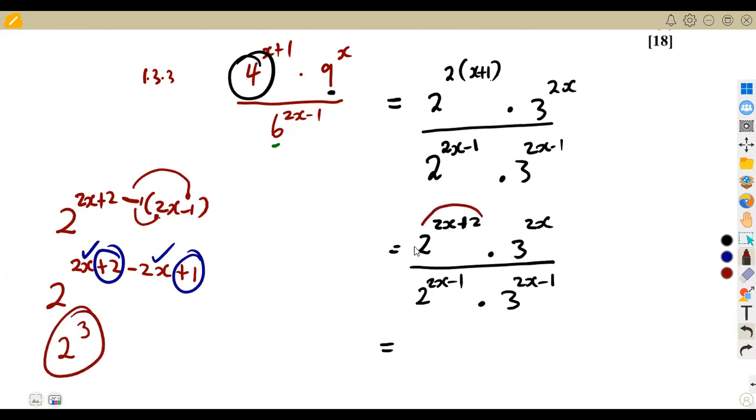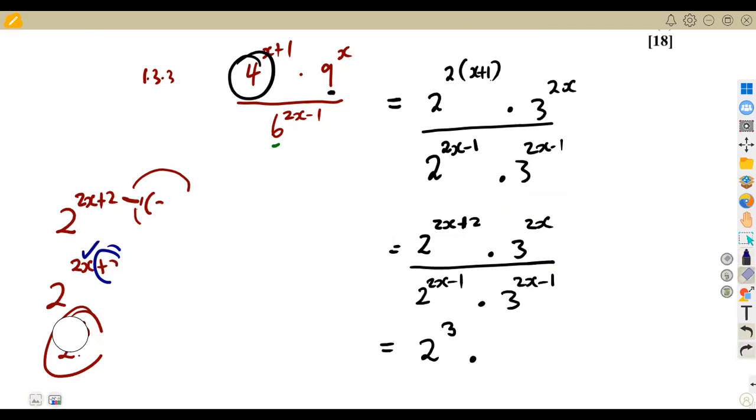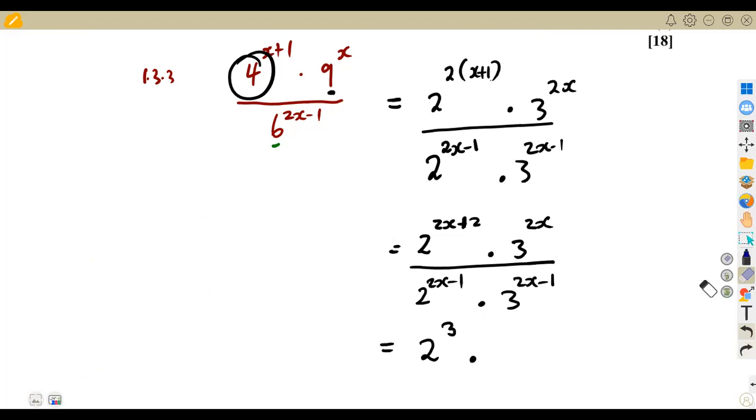In the whole simplification of these, it is going to give us 2 to the exponent of 3 at the end. So that's 2 to the exponent of 3, all right? Multiply. You do the same on the 3s. We do the same because we are dividing bases that are the same. We are talking about the base of 3. So you're going to subtract the exponents in that case. So that's 3 to the exponent of 2x minus the exponent that we have on 3 here, which is 2x minus 1.